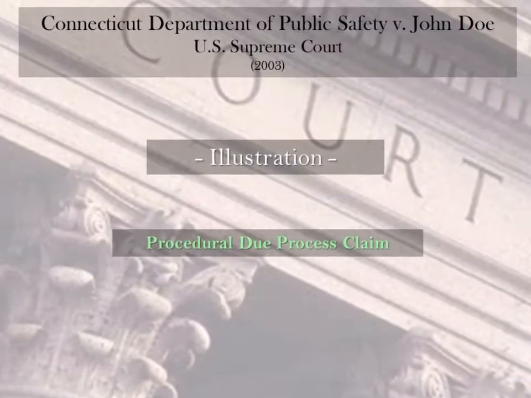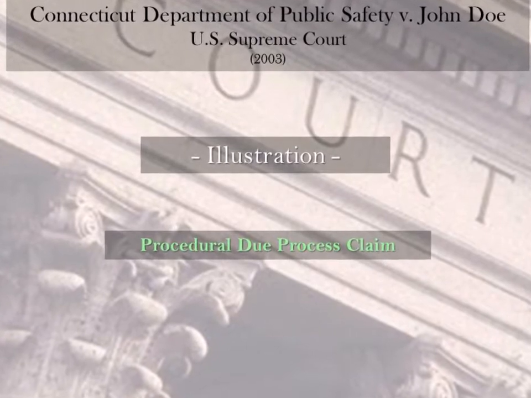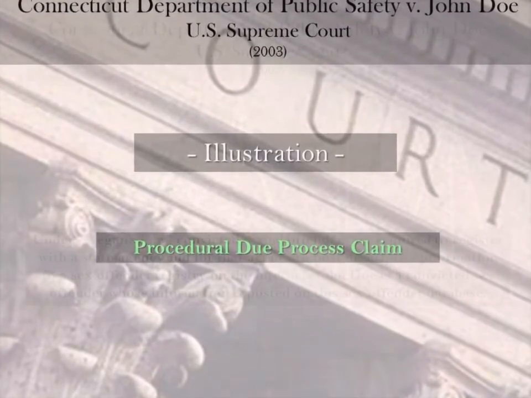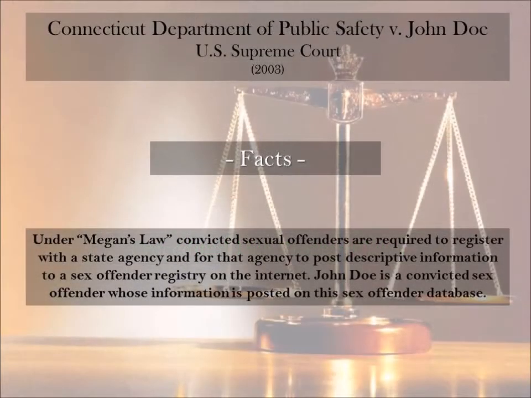An illustration within a brief is looking for the main issue you can categorize the case by. The facts of a brief are the aspects or events that drove the case before the court. You can read the facts of the Department of Public Safety versus John Doe below.